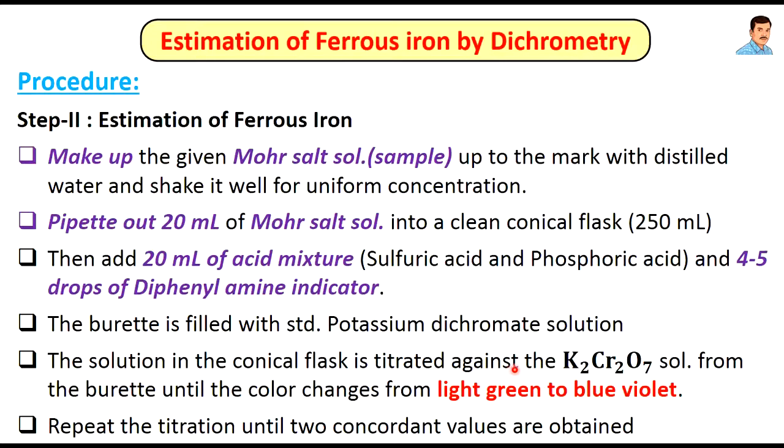Then after a couple of seconds, it will show a light green color, which is due to the formation of chromium sulfate. Then when we continue the titration, we will get the end point, that is blue violet. So the color change is from light green to blue violet. When we observe the blue violet color, we have to stop the titration and note down the readings. This titration is repeated until two concordant values are obtained.